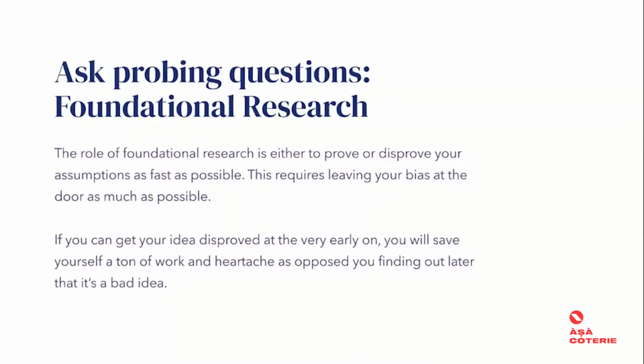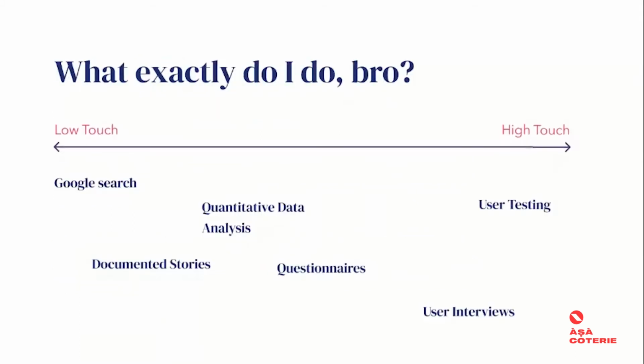I know there's the design thinking part that says, do your prototype as fast as possible. But that doesn't negate you from asking that simple question, that foundational research: are we building the right product? So I'm sure you guys are asking, what exactly do I do? So there's this spectrum. On the left side, it says low touch. On the right side, it says high touch.